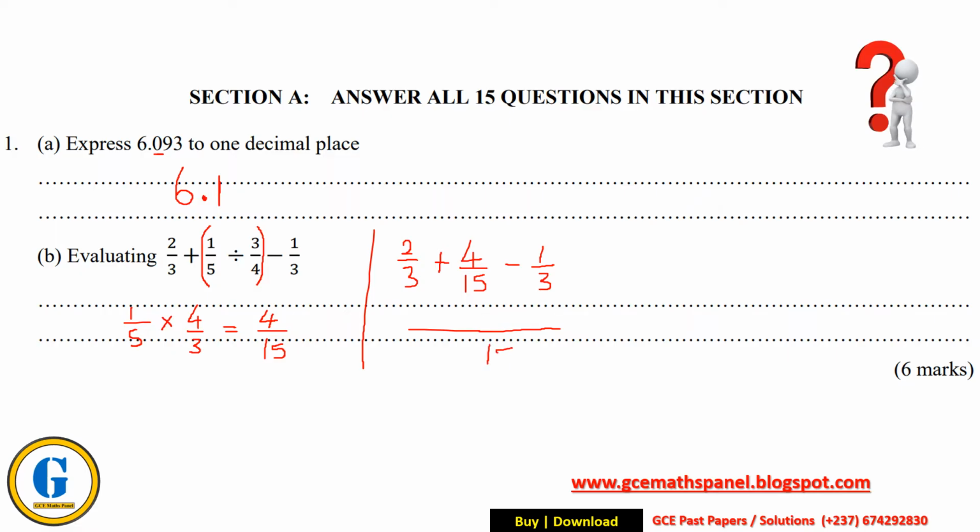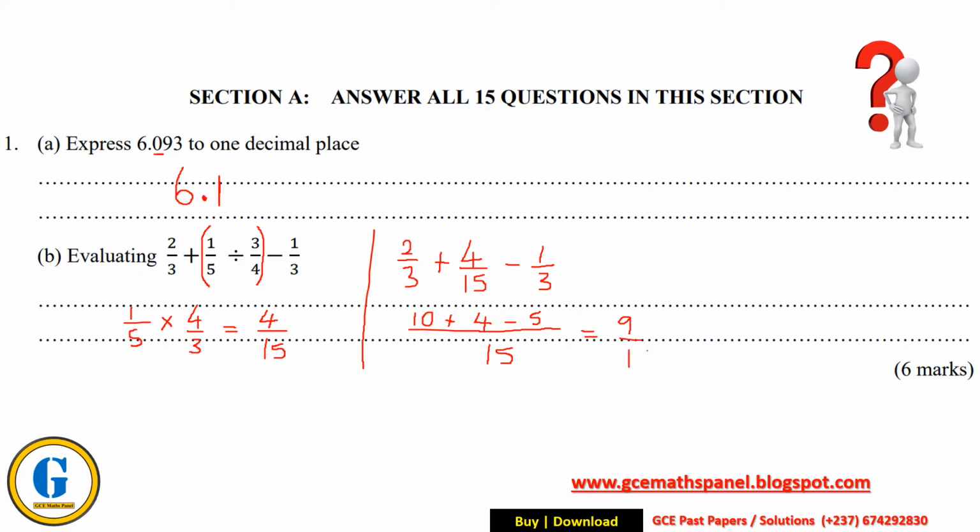Now this LCM 15 divided by 3 will give us 5 times 2, 10. Plus 15 divided by 15 is 1 times 4, 4. Now minus 15 divided by 3, which is 5 times 1, 5. So this number will now give us 10 plus 4, which is 14, minus 5, that is 9. So that gives us 9/15.